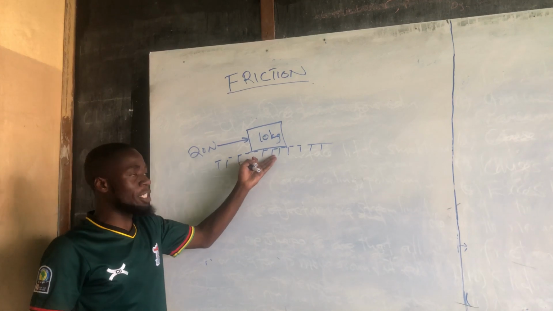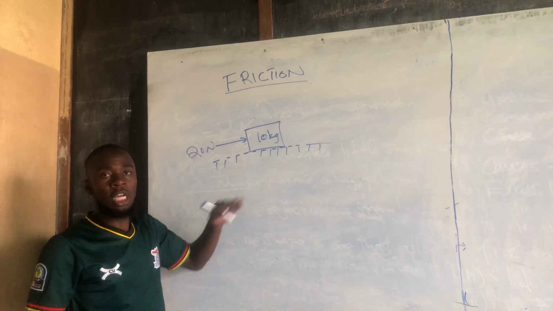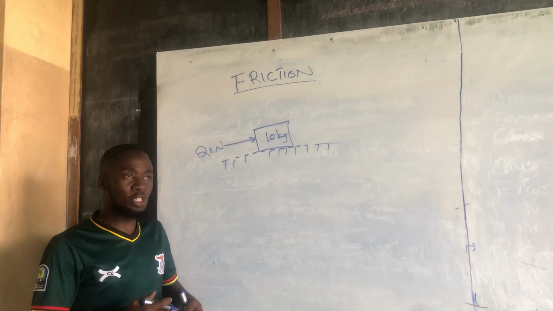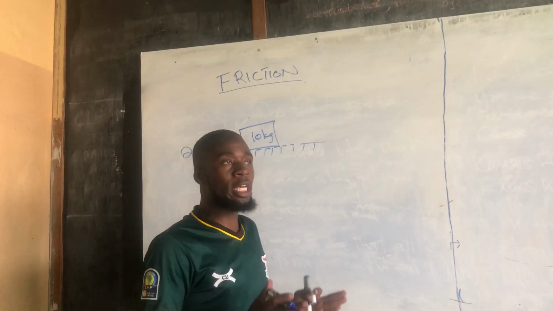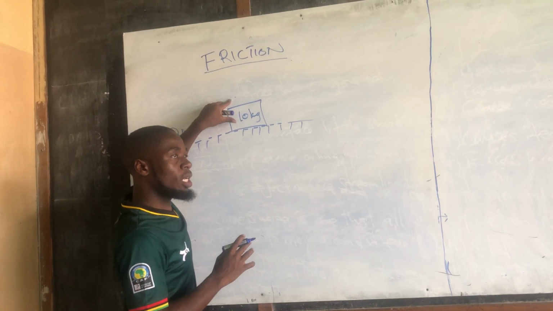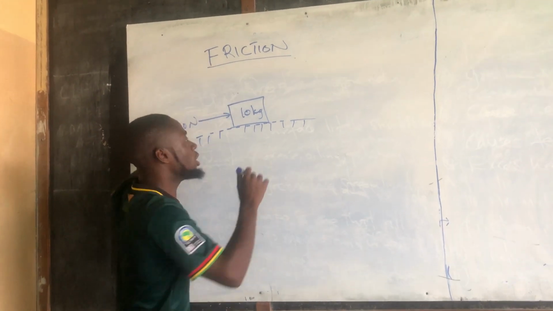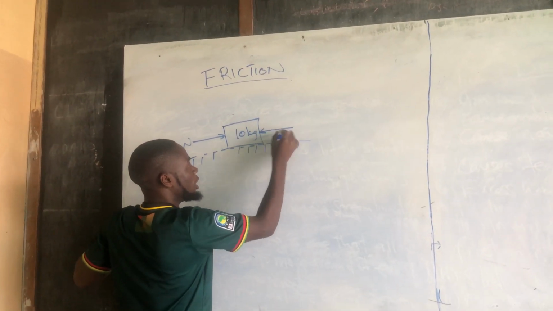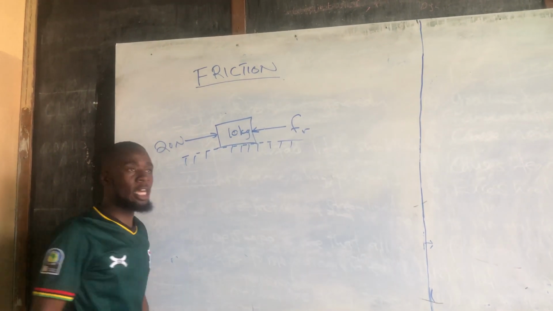But if this surface is rough here, meaning you have the frictional force. And what is the frictional force? The frictional force is the force that opposes motion here. So meaning, if you want to move this box in this way, and friction is the force that opposes motion, it will face in this direction here. So the frictional force will face in this direction here.